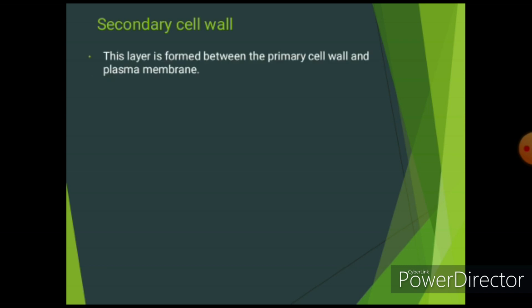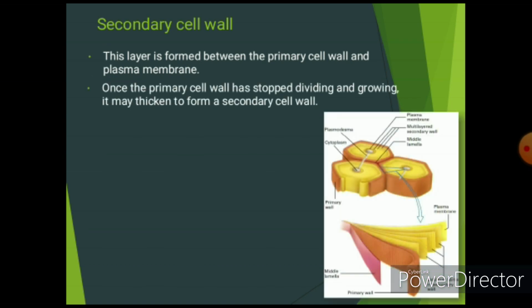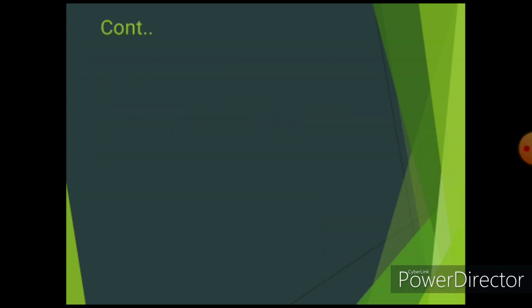Once the primary cell wall has stopped division and growth, it may thicken and form a secondary cell wall. The secondary cell wall is present between the primary cell wall and plasma membrane. This layer is chemically composed of cellulose microfibrils and mainly lignin. Lignin strengthens the cell wall, that means it gives strength to the cell wall and helps in water conductivity in plant vascular tissue cells. That means it helps in water transport.